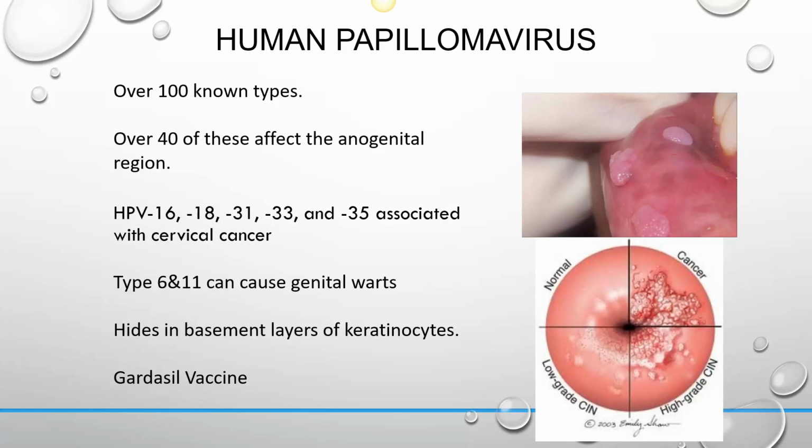And then we have human papillomavirus. So we talked about this a little bit previously, but there's over 100 known types of human papillomaviruses. Over 40 of these affect the anogenital region. HPV 16, 18, 31, 33, 35, and others are associated with cervical cancer, and types 6 and 11 cause genital warts. Of the ones that cause cervical cancer, they can also cause anal and oral esophageal cancer.